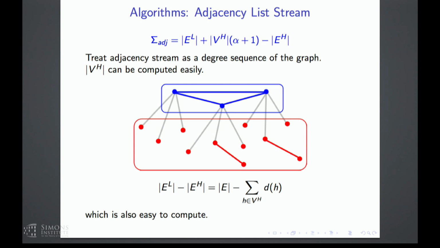As for these two terms, we note that if we take the sum over all heavy vertices of the degrees of those vertices, then we count each blue heavy edge twice and each gray edge once. And if we subtract that from all the edges in the graph, we get exactly the light edges minus the heavy edges, which is what we wanted to compute. And these two quantities can also be easily computed from the degree sequence by just storing a couple of counters. So this gives us a constant space algorithm.